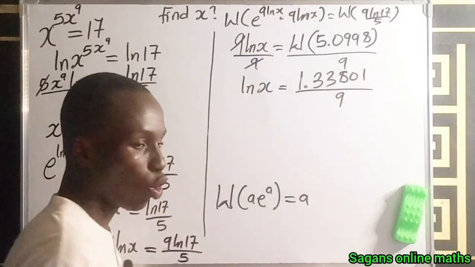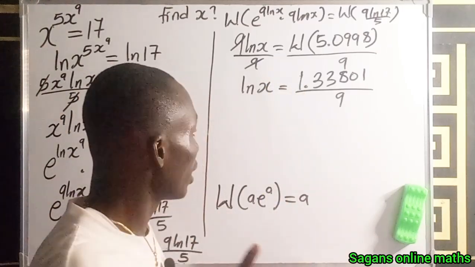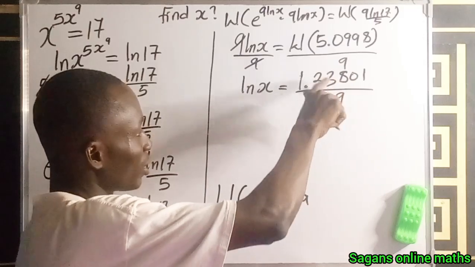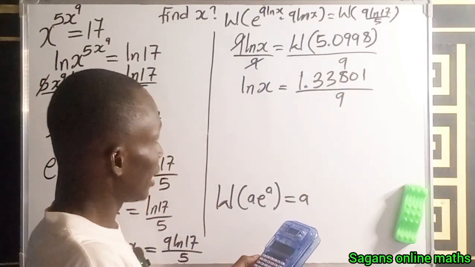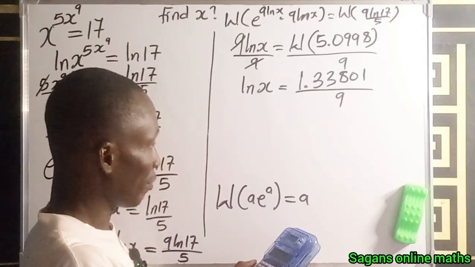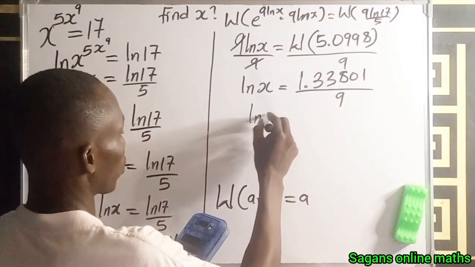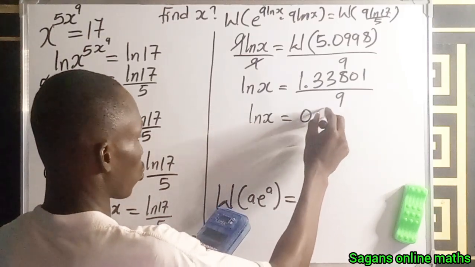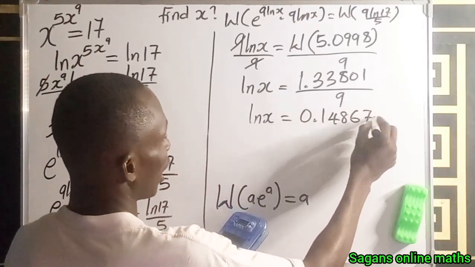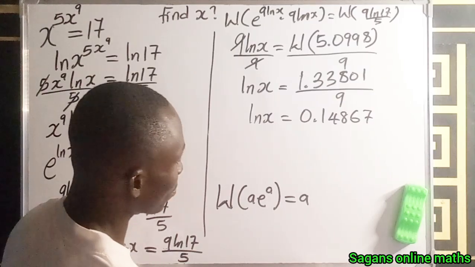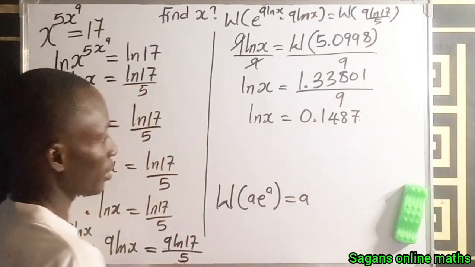Take note that not all calculators have this operation, this Lambert W function. So if you check the Lambert W function of this value, you have this. Let's divide this value by 9. 1.33801 divided by 9, we have ln x equals 0.1487 at 4 decimal places.